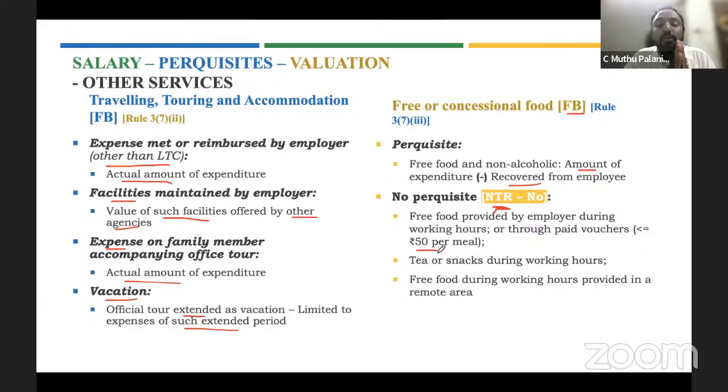But please remember, you have to very clearly write it in a note saying that you have taken this position, 50 is not a perquisite, additional 10 alone is a perquisite. So you have to clearly specify. Tea or snacks is not a perquisite. Free food during working hours is also a perquisite. But the same free food, if it is provided in a remote area, is not a perquisite. So these are the situations where it will not be considered as perquisites.